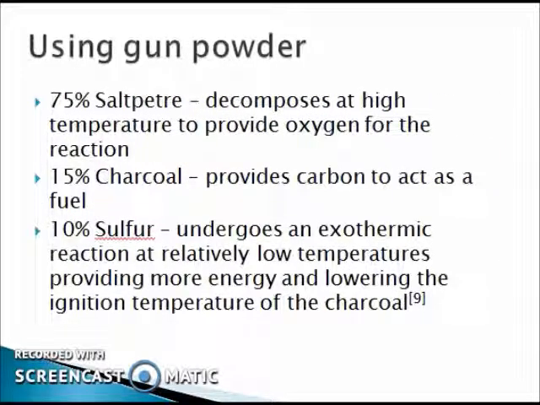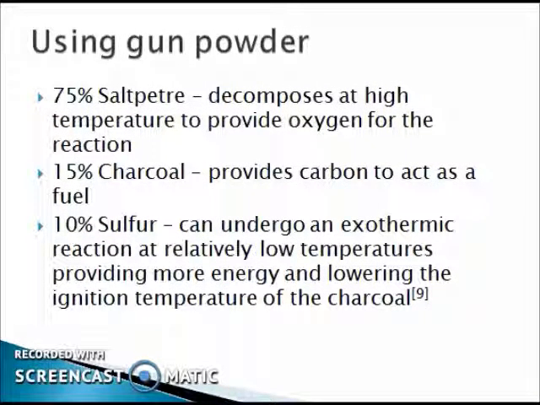Here's a more detailed look at what makes up gunpowder. Gunpowder is 75% saltpeter. Saltpeter is used because it decomposes at high temperatures, and this provides oxygen for the reaction. This means that gunpowder does not necessarily need air in order to burn. A further 15% of the composition of gunpowder is made up of charcoal. The main purpose of charcoal is just to provide carbon that acts as a fuel for the reaction. The final 10% is sulphur.